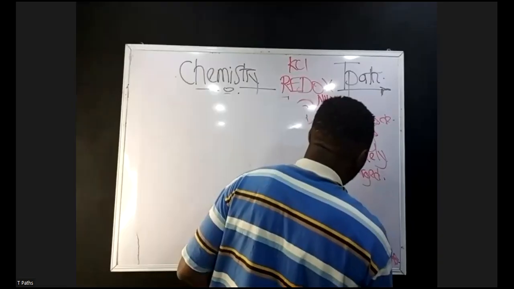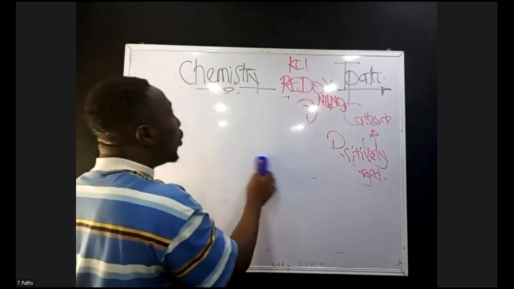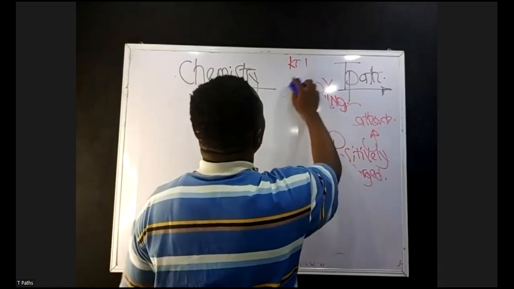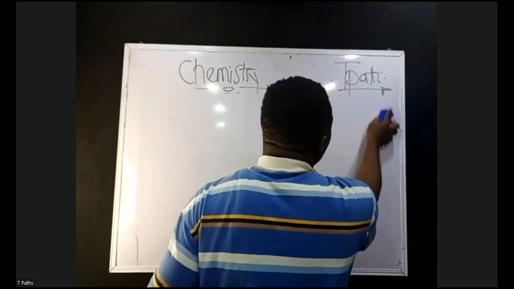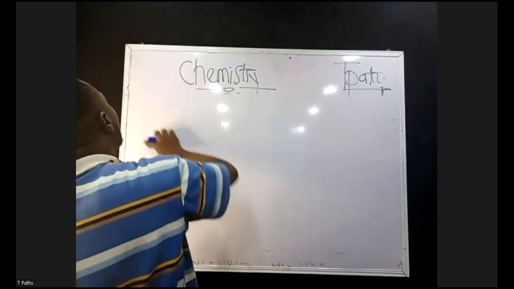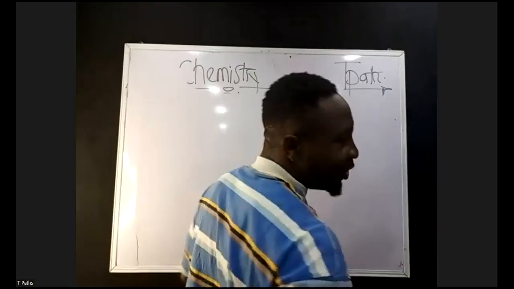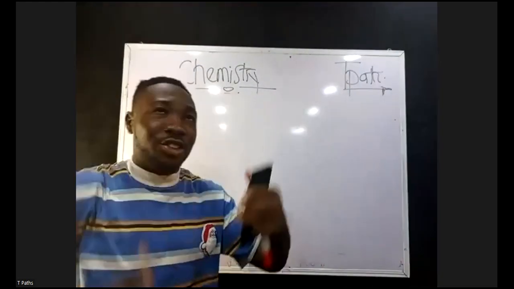Standard potential, rather. And I told you that each metal has its own standard potential. So these standard potentials of the elements can be arranged in a specific order. Such order is what is known as the electrochemical series.